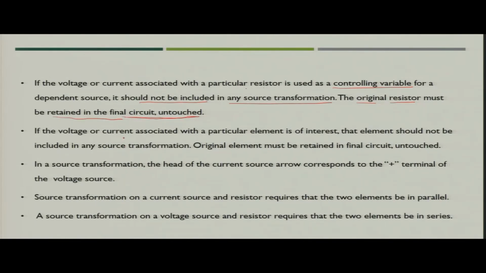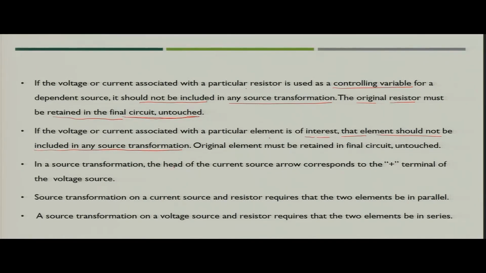If the voltage or current associated with a particular element is of interest, that element should not be included in any source transformation. So even if there is no dependent voltage or current source, but we want to find the voltage across an element or the current through that element, we will not use that element for any source transformation.